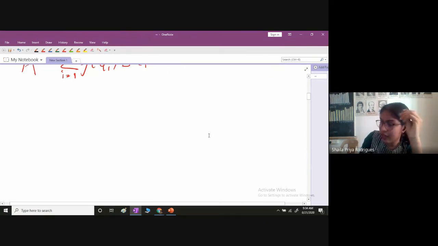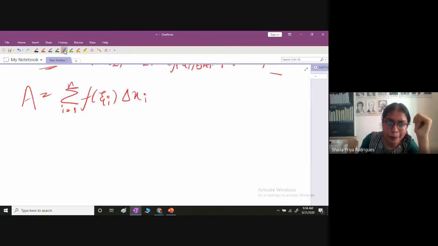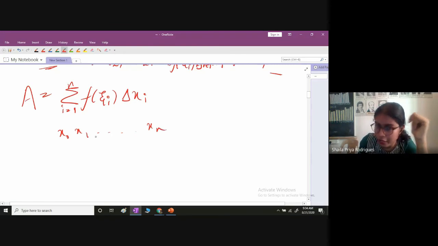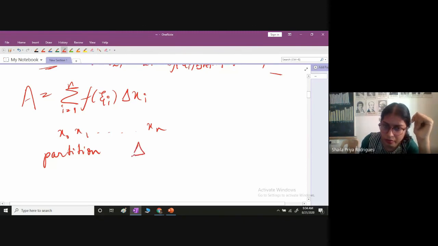Meshes come later, in R squared. Right now we are on the real line. When we find out the volume, it's going to be a mesh. Partition, I was speaking about partition. The x0, x1 till xn that I chose the first time, this is going to be one partition, and I'm going to denote it as just delta. Okay, this is going to be delta.